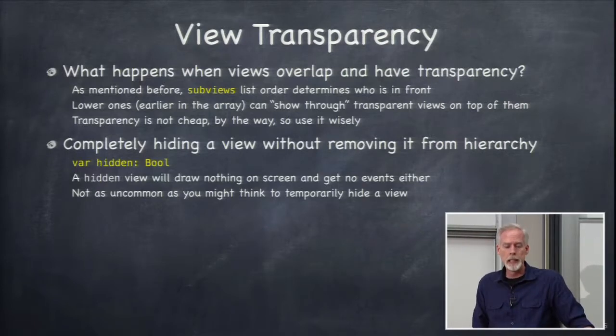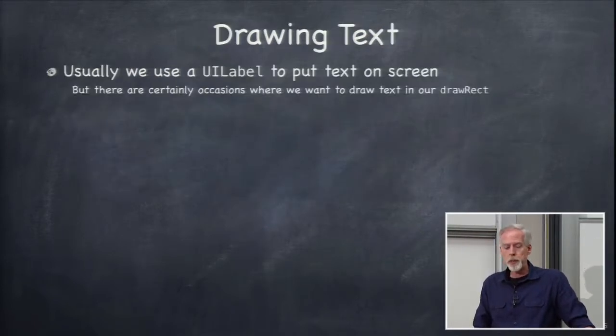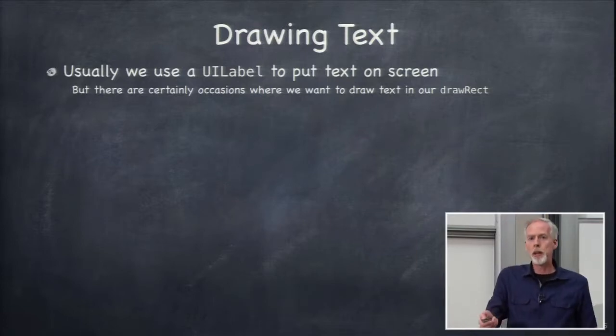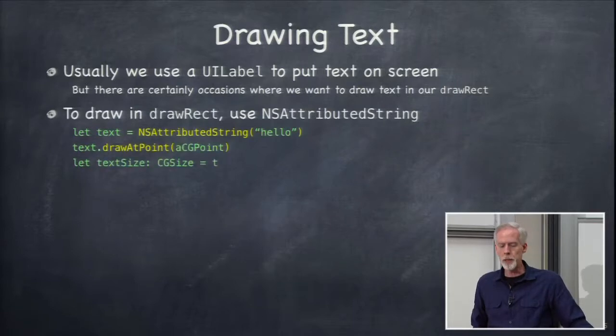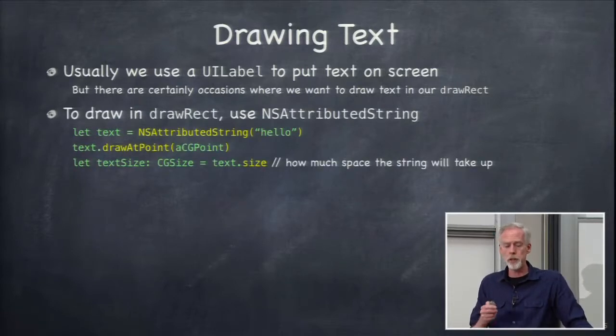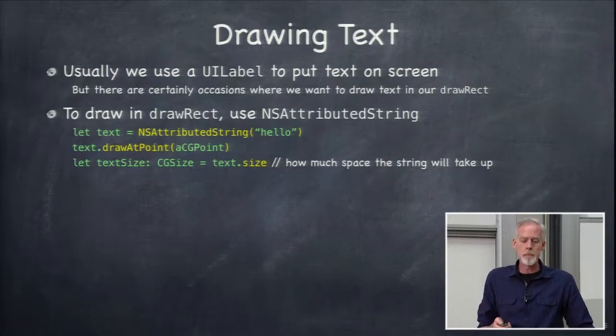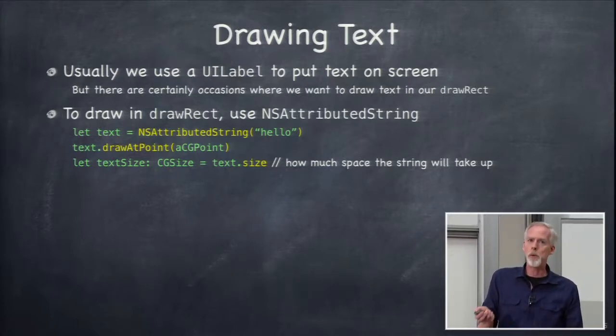Okay. All right, drawing text. So usually you draw text on screen with a UILabel. That's what you did with your display, etc. But you might want to draw in your drawRect, and you do that with this class called NSAttributedString, which I'm really not going to cover. You want to look at its documentation if you want to draw text.